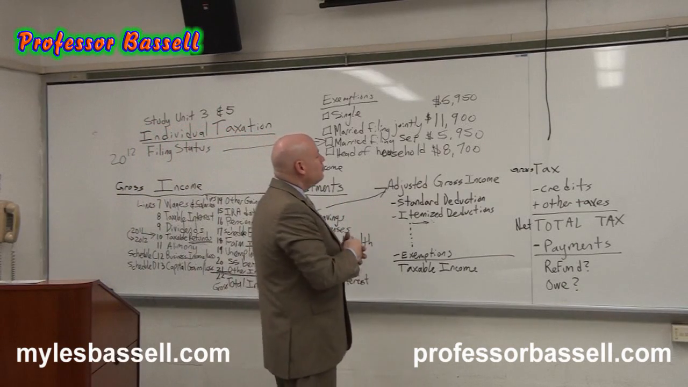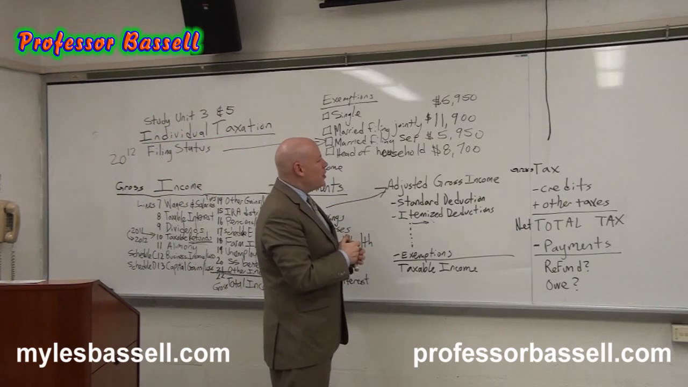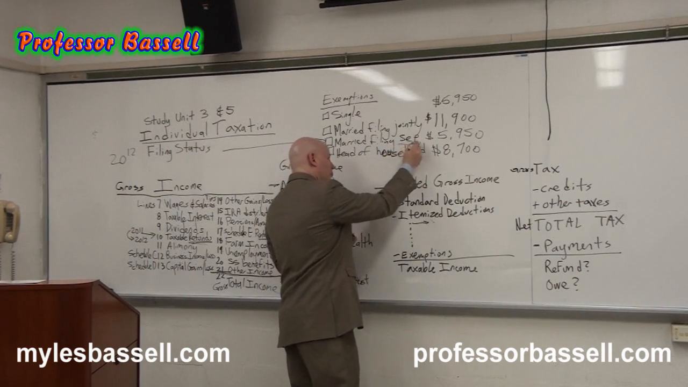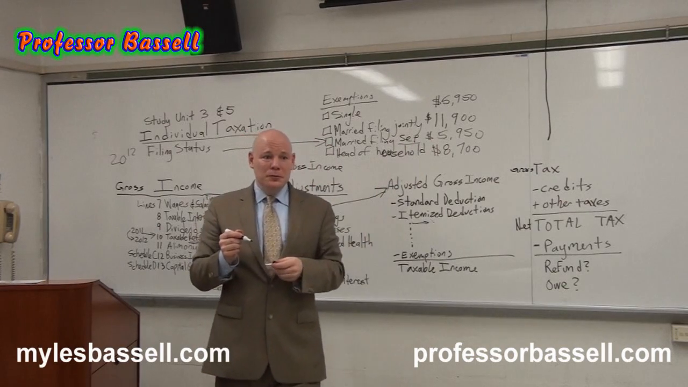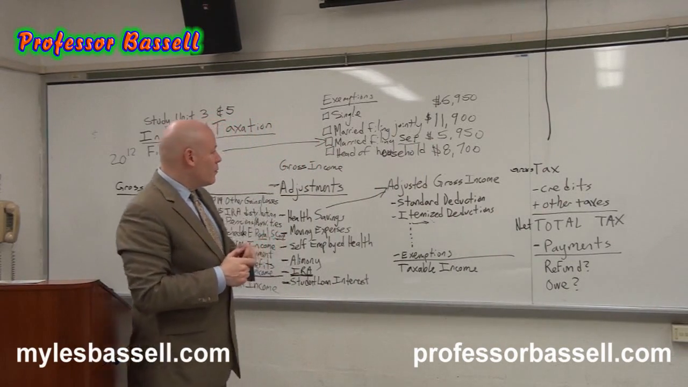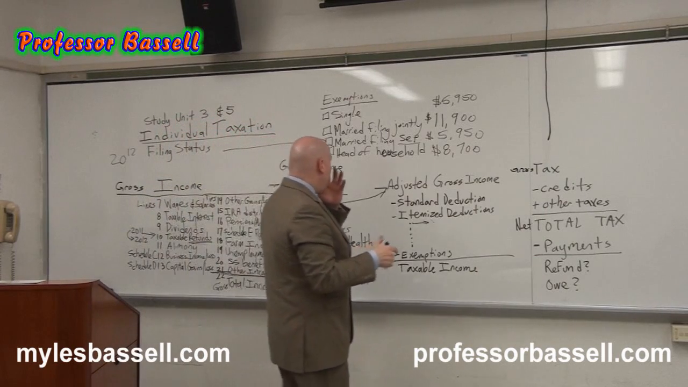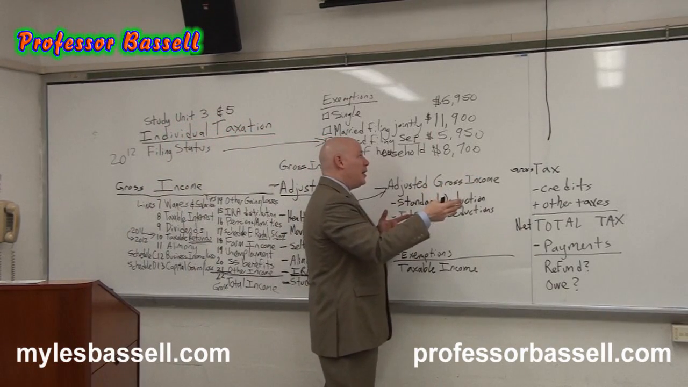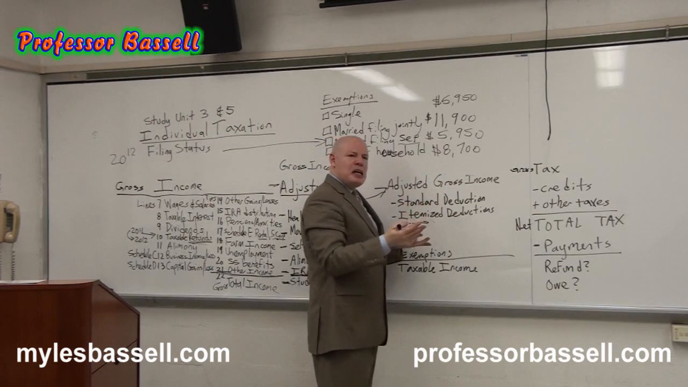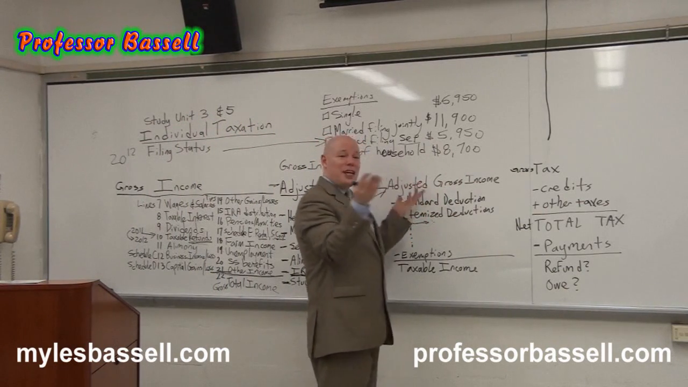So what is Congress's view about filing separately? If one spouse files, oh no, sorry, that's itemizing. So filing separately, they say, okay, filing jointly, 11,900. Filing separately, each is 5,950. So you say, well, we each got 5,950.